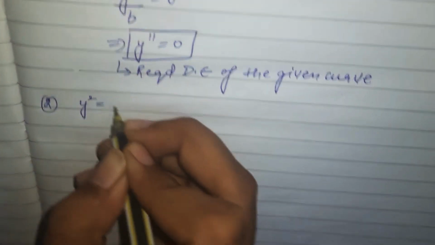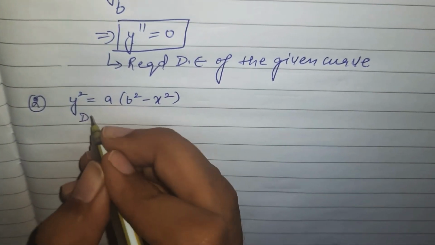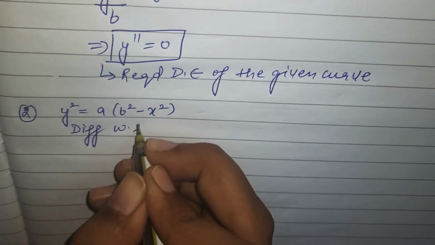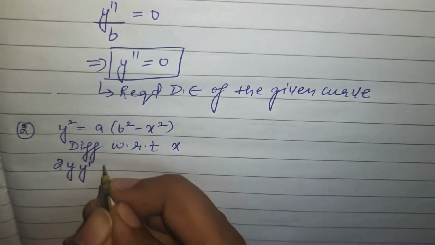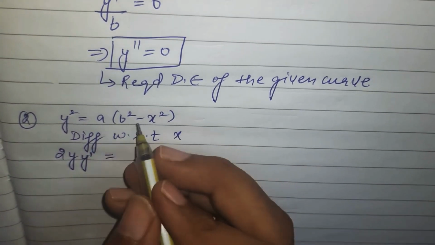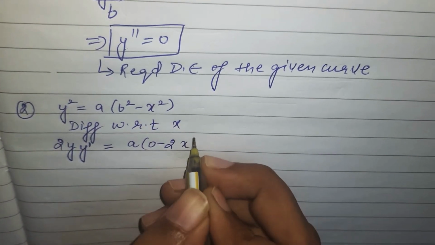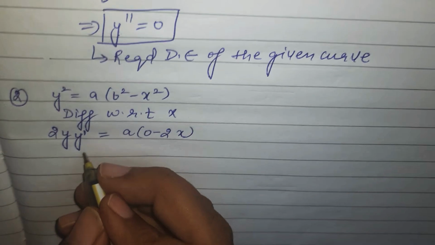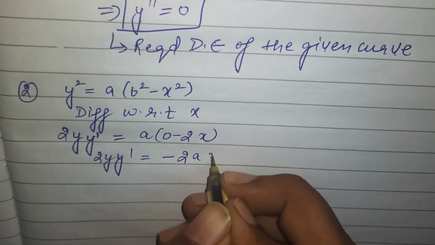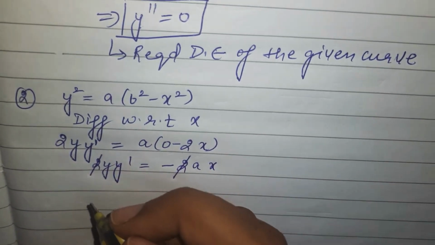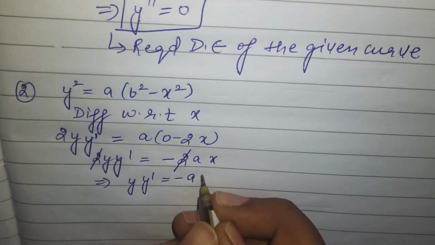y square is equivalent to a, b square minus x square. Now differentiate with respect to x. This will become 2y, y dash. Now if I talk about the differentiation, a will remain the same, 0 minus 2x. So I'm getting 2y, y dash minus 2ax. So the 2 will cancel out. Now finally I'm getting y, y dash minus ax.